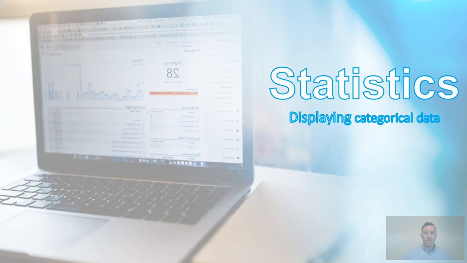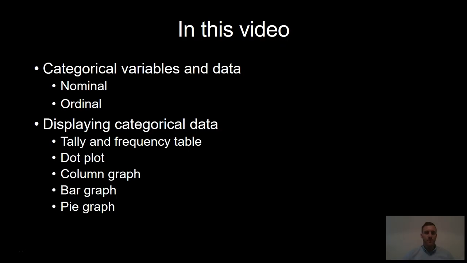In my video on data and data types, we looked at the different types of data. One of those was categorical data. In this video, we'll look at displaying categorical data, which falls under the organizing and displaying data step in the statistical investigation process. We'll look at a reminder of what categorical variables and data, or nominal data and ordinal data are. We'll look at ways to display categorical data, including a tally and frequency table, a dot plot, a column graph, bar graph, and a pie graph.